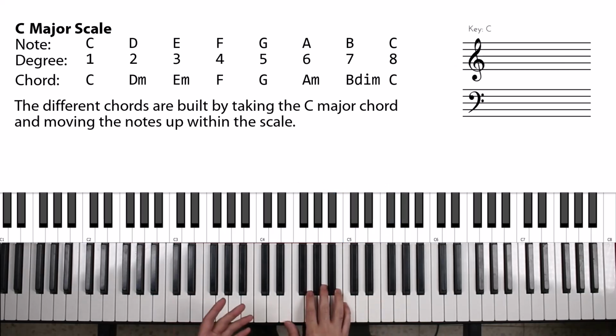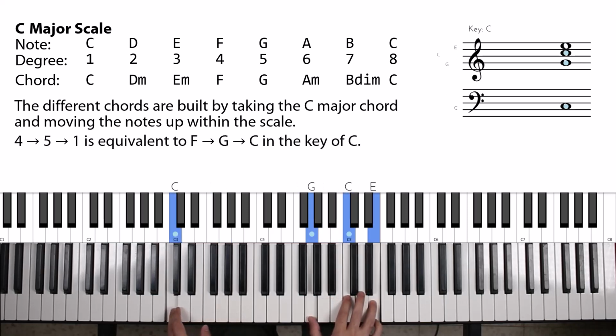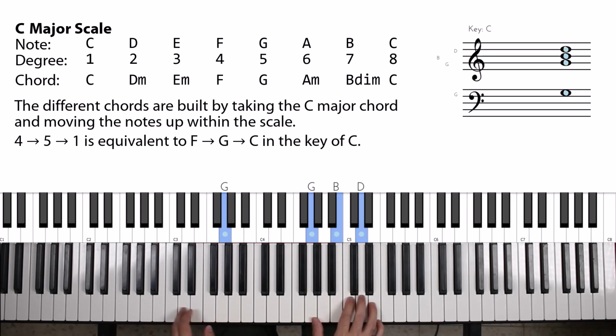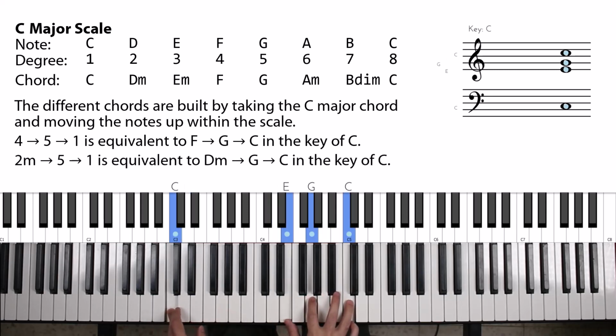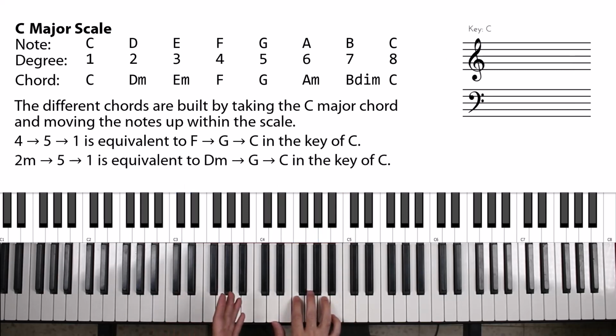And when you talk about progressions, you often talk about them in terms of their scale degrees. For example, an F major to a G major to a C major would be a 4 to a 5 to a 1. Or a D minor to a G major to a C major would be a 2 minor to a 5 to a 1.